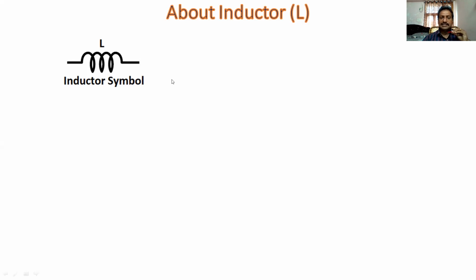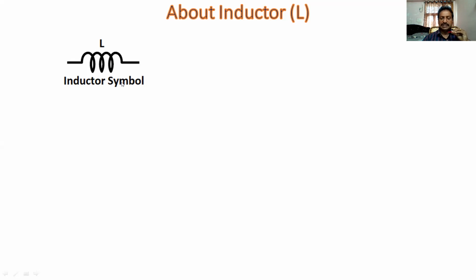Every conductor is a straight line. There are no turns; the number of turns is zero. But an inductor should contain a number of turns. The turns are nothing but a coil structure. Depending on how many turns there are, that much inductance is developed in the inductor. So this is the symbol of the inductor.